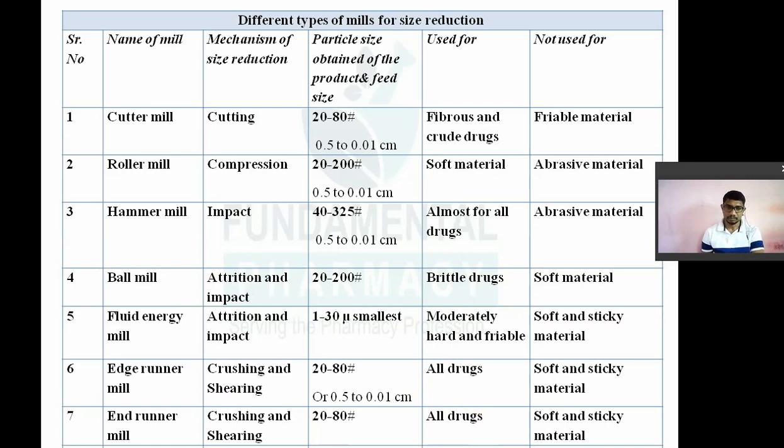Last one is a colloidal mill. The principle for size reduction is shearing. You will get here 3 to 75 micron particle size. It is used for all kinds of drug, and mostly it is used for dry milling and wet milling.